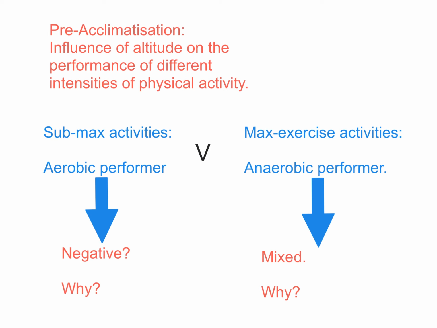Secondly, we've got to look at the pre-acclimatisation part, the influence of altitude on physical activity. Two parts to this. We've got to look at what we call sub-maximal activities, in other words, how does it affect an aerobic performer? And then maximal intensity activities, how does it affect an anaerobic performer? We're all agreed that it has a negative effect on an aerobic performer, but I want you to tell me why. Why would their performance decrease because of what happens at altitude?